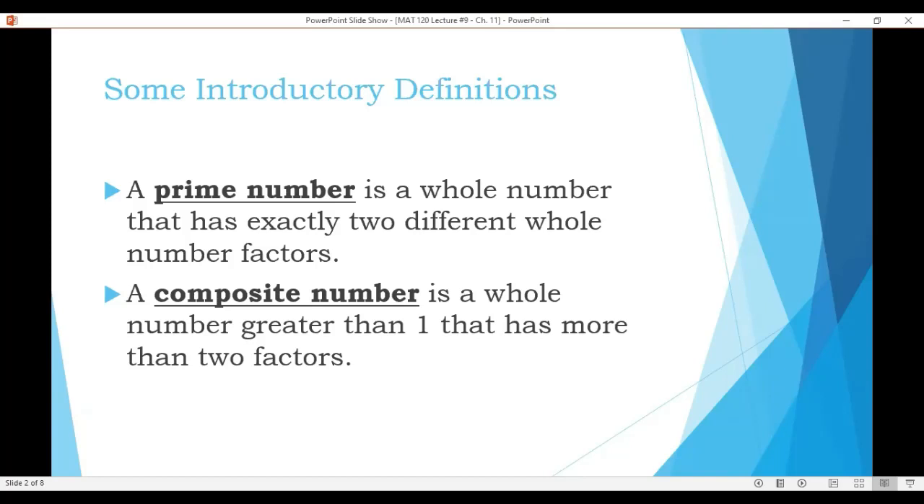Also, a composite number is a whole number greater than one that has more than two factors.